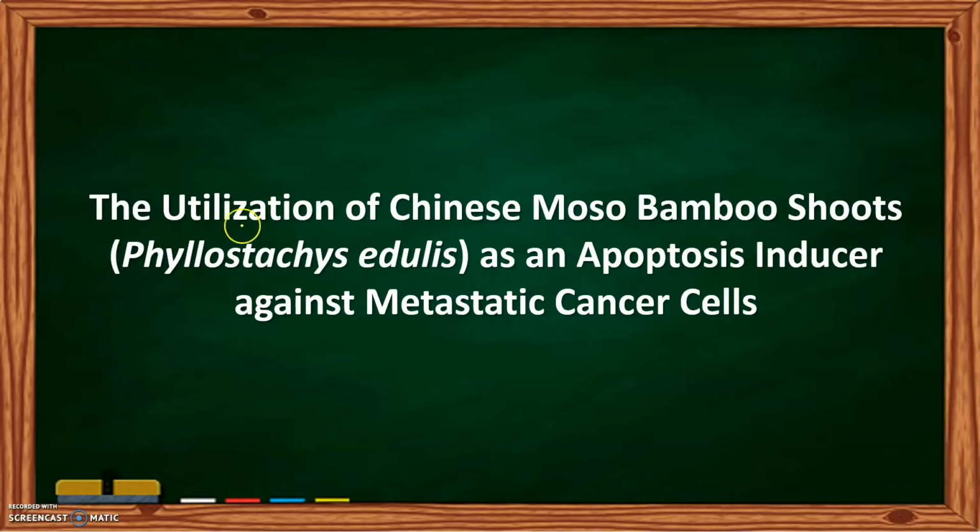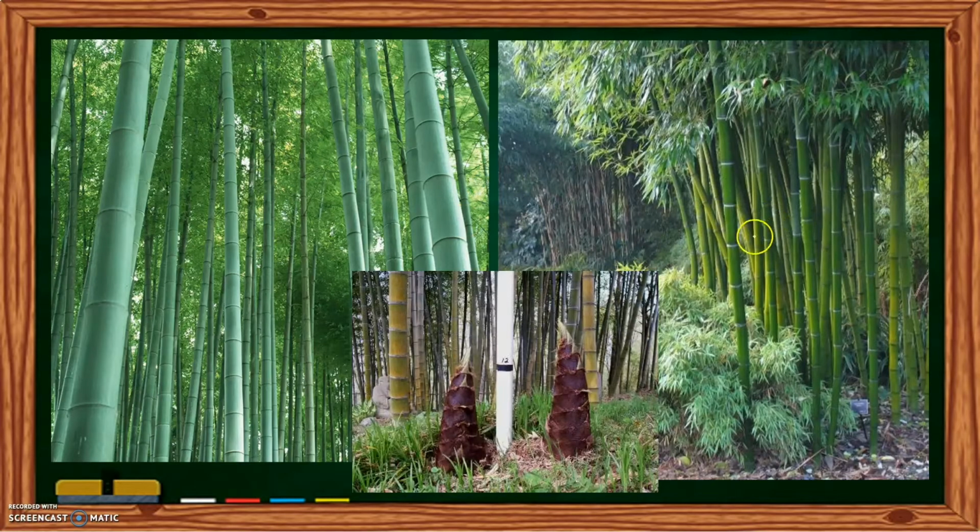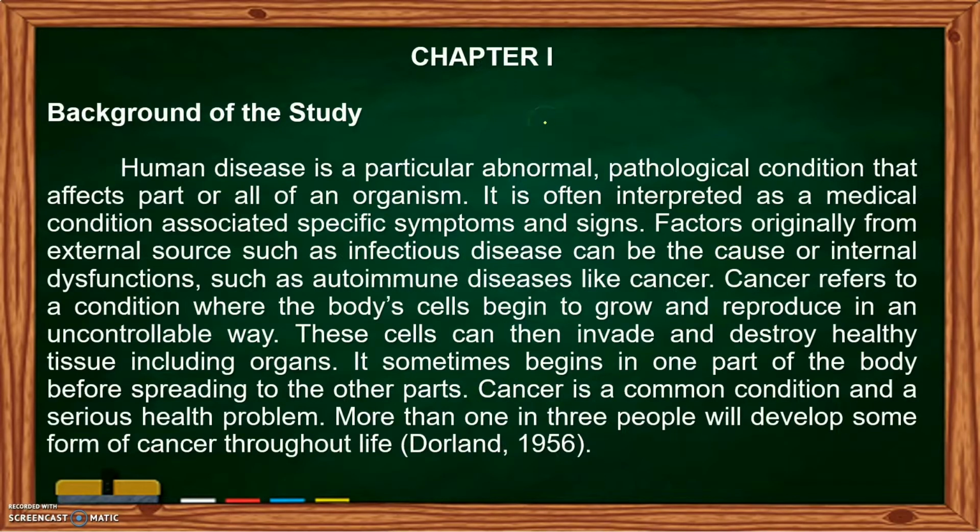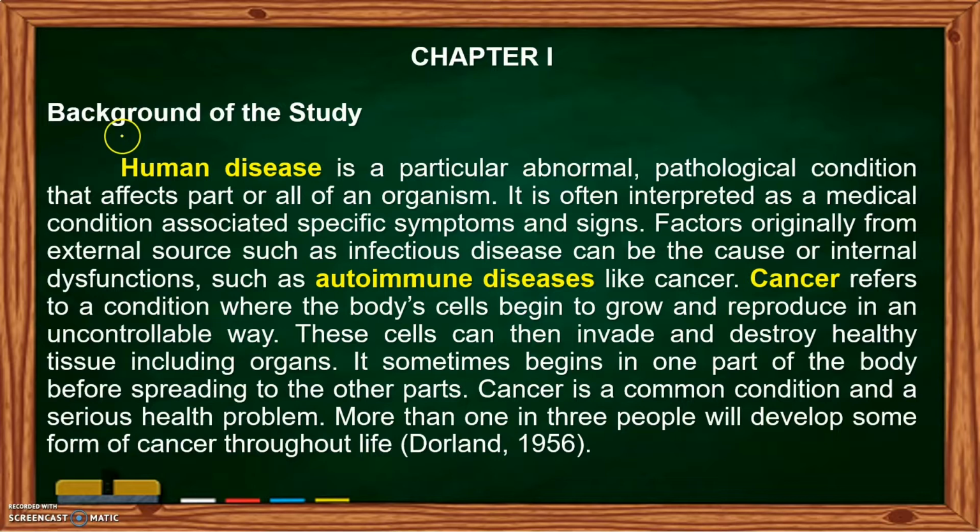Okay, now, another example, the utilization of Chinese moso bamboo shoots as an apoptosis inducer against metastatic cancer cells. Alam natin na pag sinabing metastatic cancer cells, di ba meron tayong dalawang uri ng cancer cells? One is the benign and the other one is the metastatic cancer cells, which is kahit tanggalin natin yung cancer cells na yun, pwede pa siyang mag-reproduce. And ang nakita nilang pwedeng gamitin is the utilization of Chinese moso bamboo shoots. Okay. Now, ito yung itsura ng Chinese moso bamboo. Okay. And then, ito yung ginawa nilang background of the study. Okay.